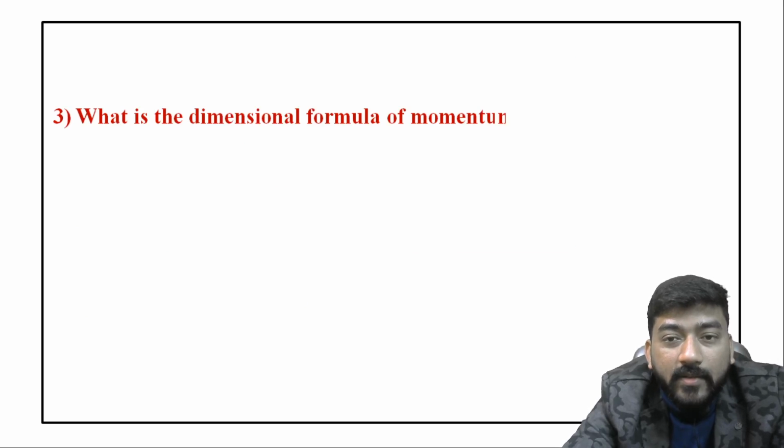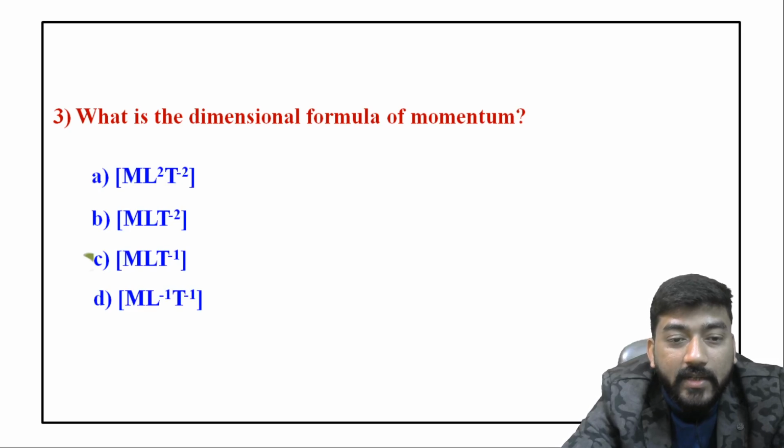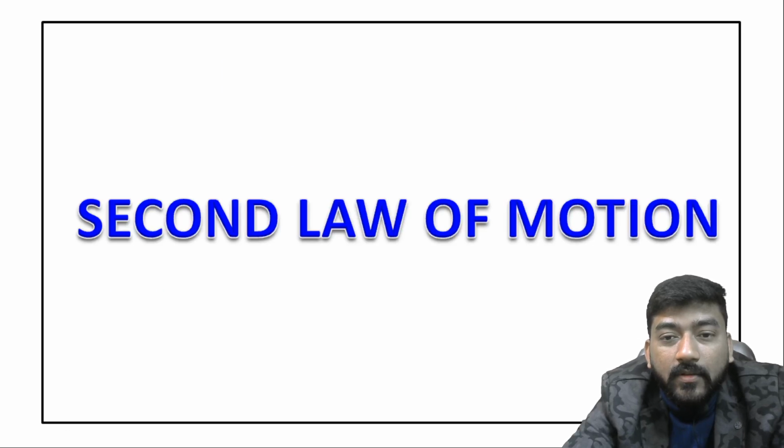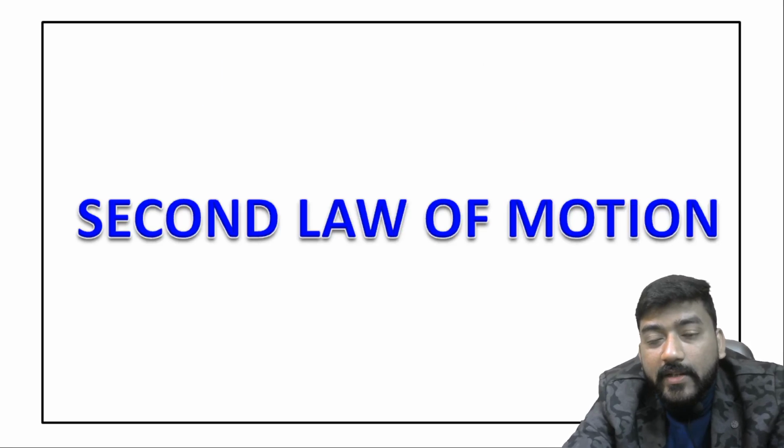Next, what is the dimensional formula of momentum? M L T^-1. Option C is correct here, as we have discussed earlier. Now we will discuss again Newton's second law of motion, its mathematical form, its applications, etc.